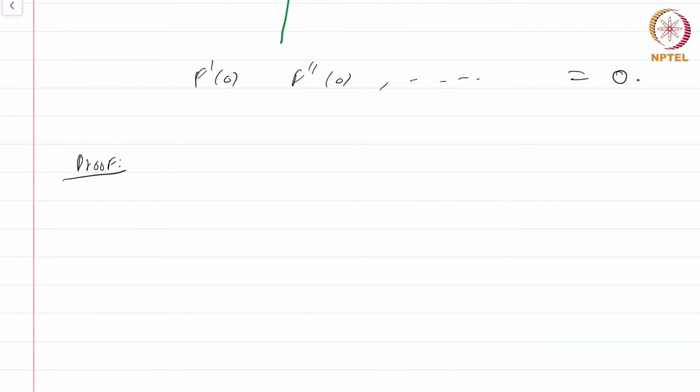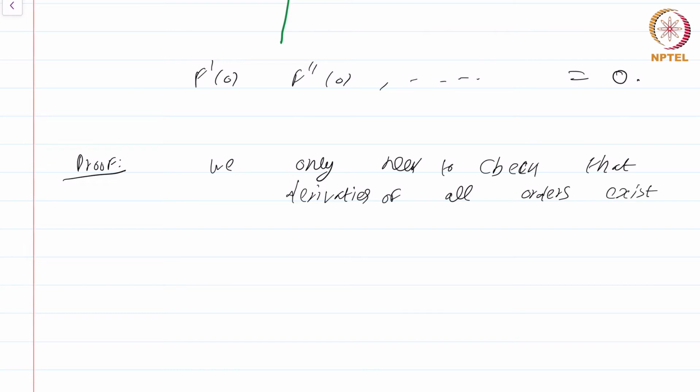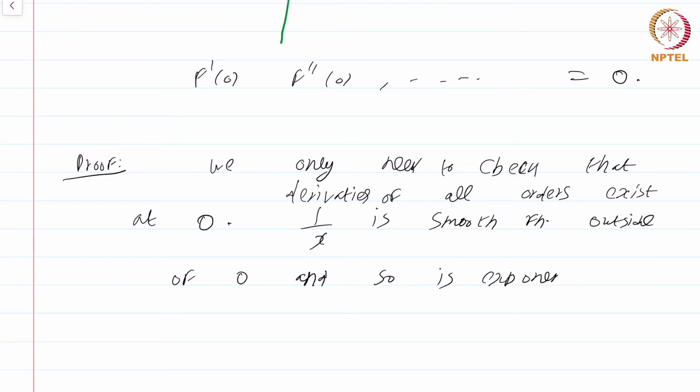Okay, so all we have to do is that we only need to check that all derivatives, or better yet, derivatives of all orders exist at 0. The reason is that 1 by x is a continuous function. 1 by x is in fact a smooth function outside of 0, and so is exponential. Let me just write 1 by t, or rather in our case minus 1 by t, and so is exponential.